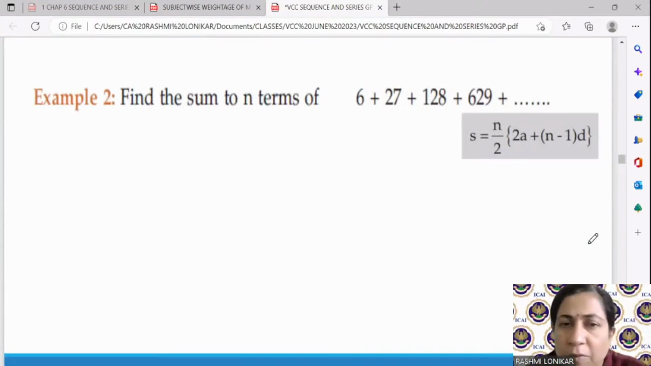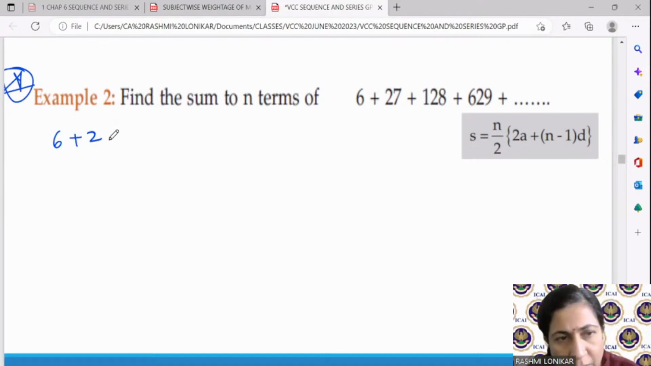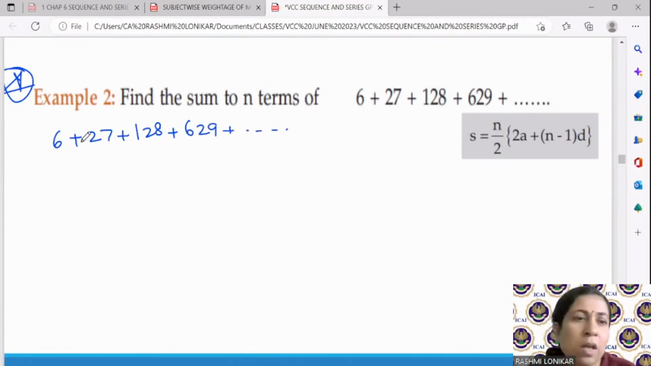So find the sum of n terms of this. Now, when I see this, it is a specially important sum. So 6 plus 27 plus 128 plus 629. Okay. So first check whether it is an AP.